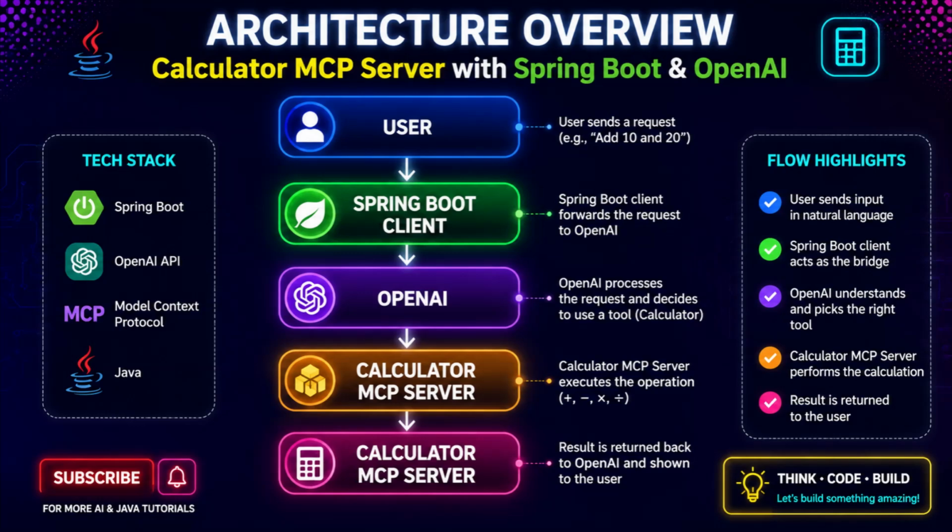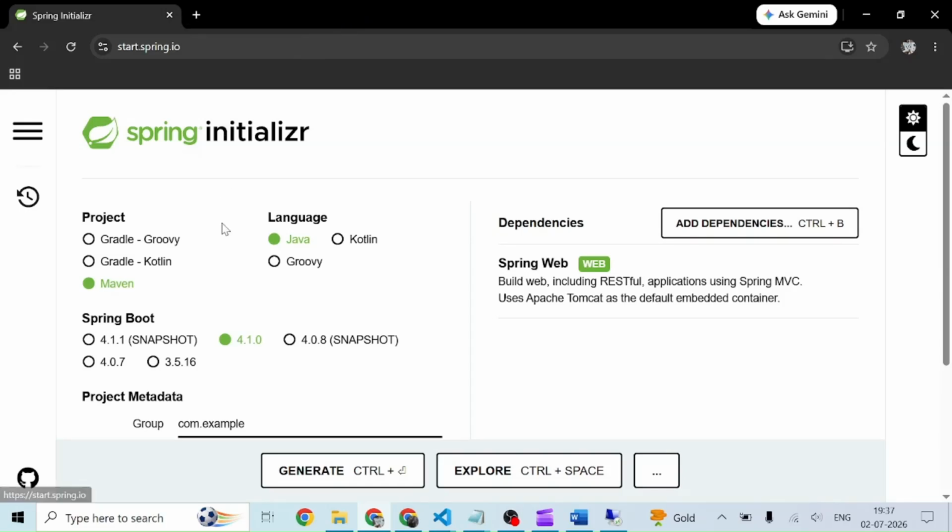We'll create an AI client using Spring AI, connect it to OpenAI, and then connect OpenAI to our existing calculator MCP server. By the end of this tutorial, you'll be able to type a natural language question like, use the calculator tool to add 10 and 20. The AI will automatically discover our calculator tool, execute our Java method, and return the result. Let's get started. Let's create a Spring Boot project using Spring Initializer.